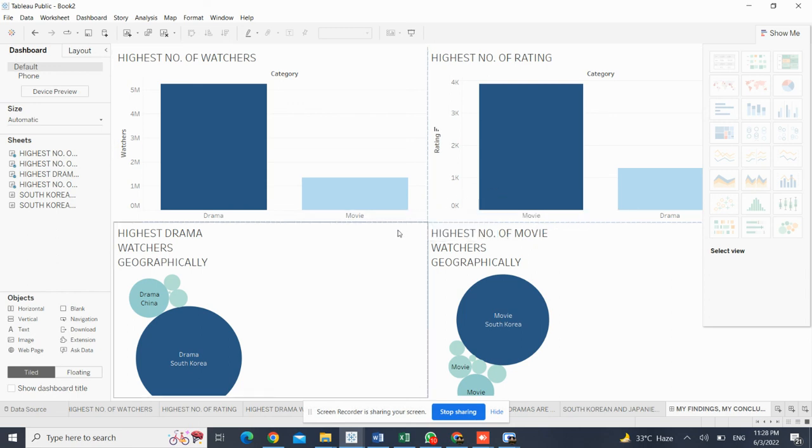They are inversely related to each other, and South Korean dramas are the most watched. South Korean movies are also the most watched, but Chinese dramas come second, while Japanese movies come second. Anyone interested in this can find out more. So this is all my findings and all my conclusions.